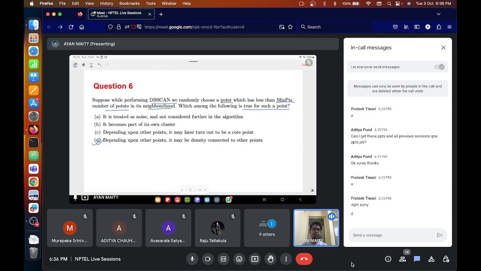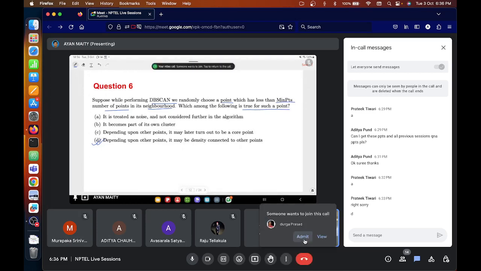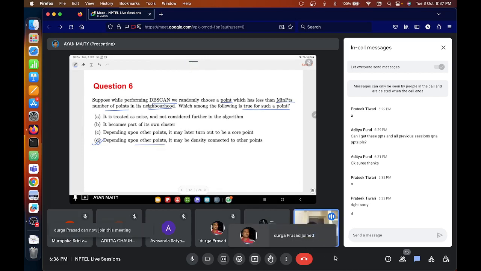It would be a noise point only if it has fewer than MinPts number of points in its neighborhood, and there are no core points in its neighborhood. And if it has less than MinPts number of points in its neighborhood, and there is at least one core point in its neighborhood, then it would become a density connected point or the border point. So depending upon the position of the other points, it might become a density connected point to the other points.